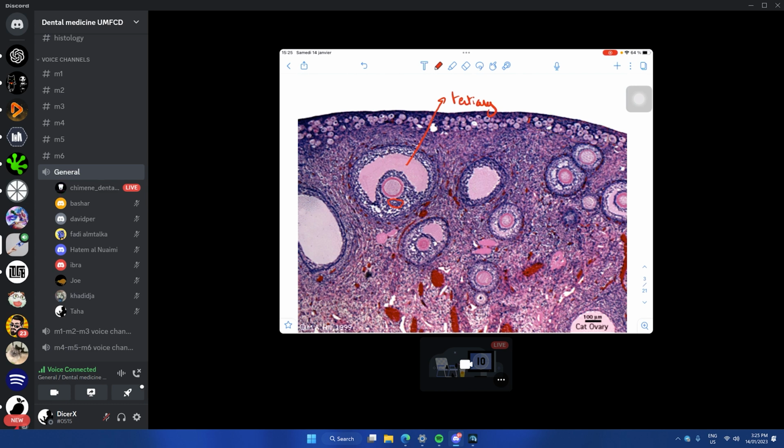Here you have some primary follicles. Here you have a secondary follicle. No, this is still primary. Here you have a secondary follicle. Okay, all right, guys.